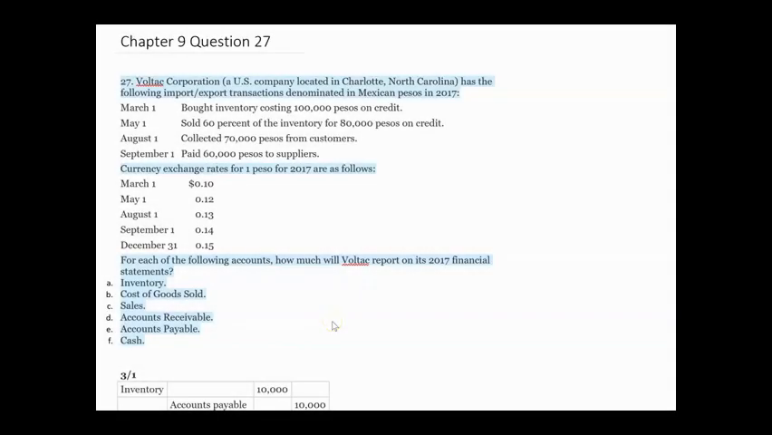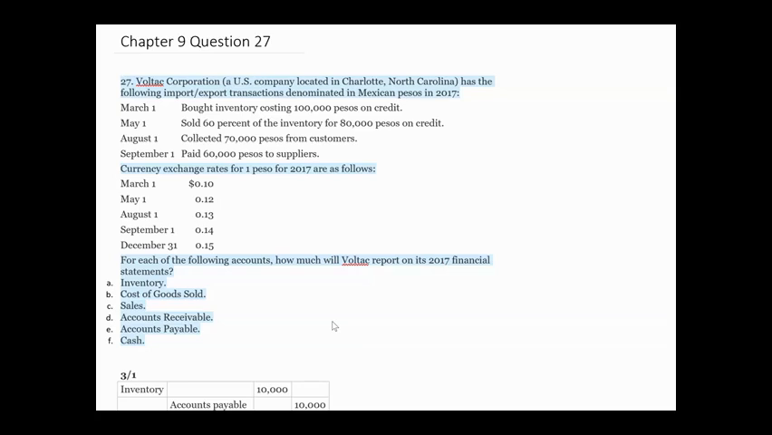Question 27. Vaultec Corporation, a U.S. company located in Charlotte, North Carolina, has the following import-export transactions denominated in Mexican pesos in 2017. March 1st, bought inventory costing 100,000 pesos on credit. May 1st, sold 60% of the inventory for 80,000 pesos on credit. August 1st, collected 70,000 pesos from customers. September 1st, paid 60,000 pesos to suppliers.